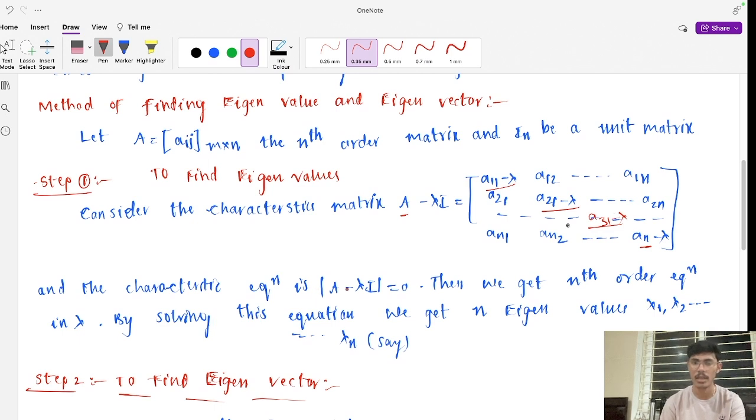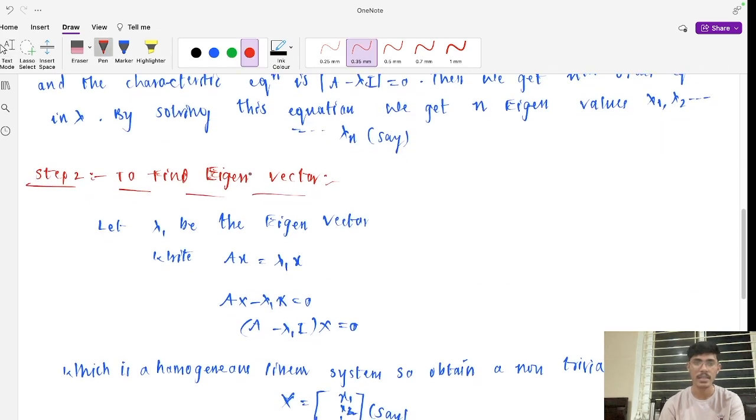In place of a33, here we have a33 minus lambda, and the characteristic equation is mod of A minus lambda I equal to 0. Then we get an nth order equation in lambda. By solving this equation we get n eigenvalues, lambda 1, lambda 2 and so on. These are the values where the characteristic equation is satisfied. We can see further how to find the eigenvector.